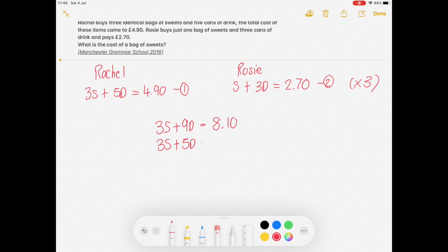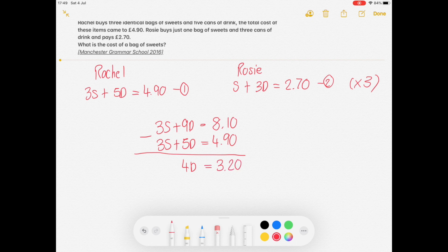And then we've got our equation 1 as normal. 3S plus 5D equals £4.90. We've got same signs here. Can you see 3S and 3S are both positive? So remember, same sign subtract, SSS. So we're subtracting. 3S take away 3S is 0. 9D take away 5D is 4D. And £8.10 take away £4.90 is £3.20.